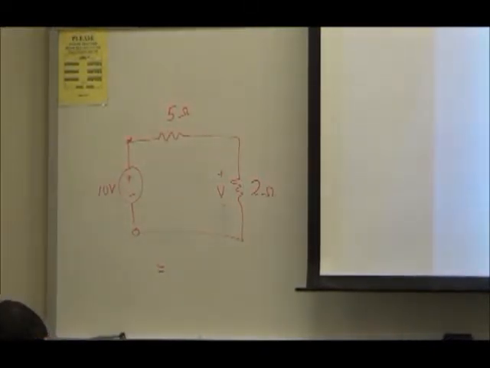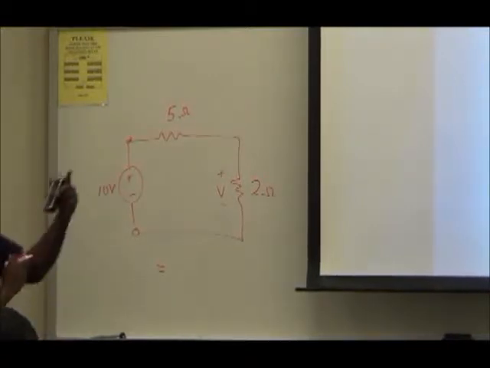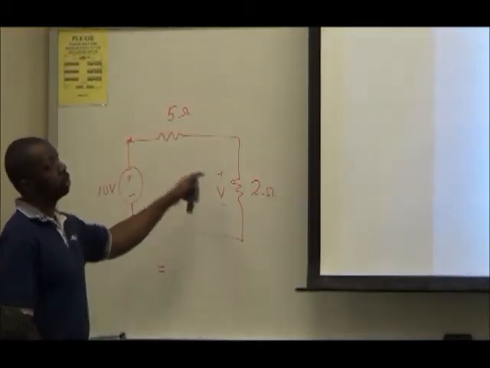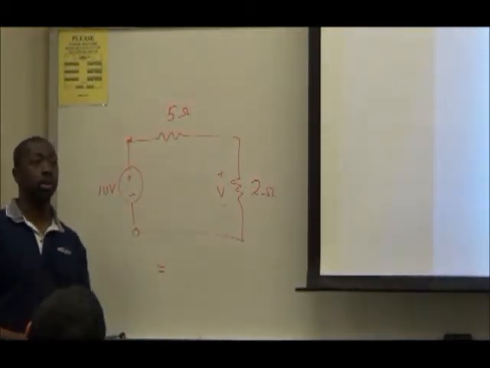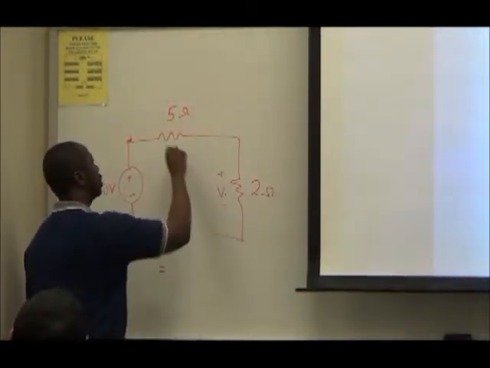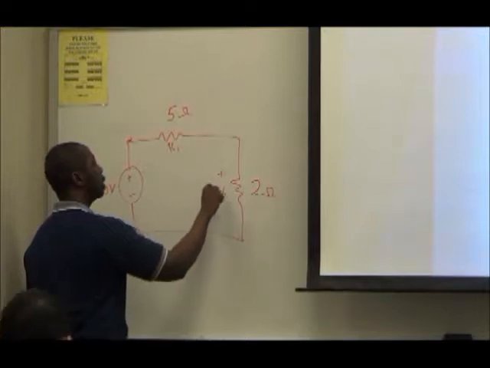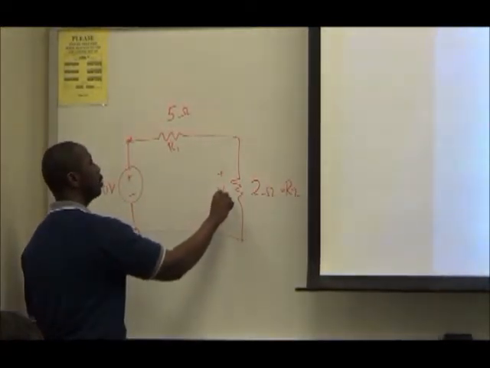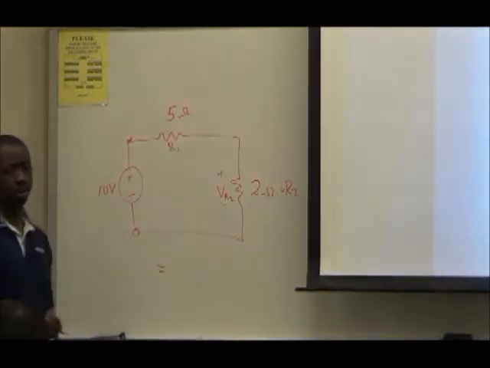Okay, so if we want to find the voltage across that 2 ohm resistor, what we can do is this. The voltage that's being supplied to the 2 of them in series is equal to 10 volts. I'm looking for the voltage that's being dropped across this resistor. Let's call this one R1, and let's call this one R2. So we're looking for the voltage being dropped across resistor number 2 here.